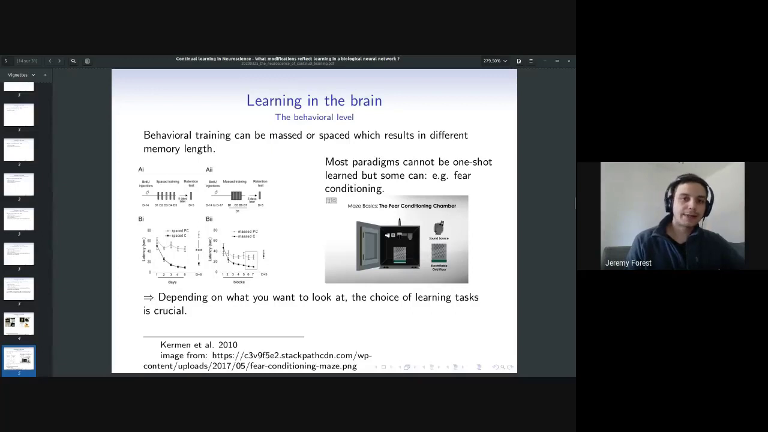And most paradigms, like this one, cannot be one-shot learned. Some can, and here, for example, fear conditioning is one of those paradigms which is used a lot for that ability to one-shot condition an animal. But the use of a specific task depends on what you want to look at in the brain, and the choice of the task is crucial.